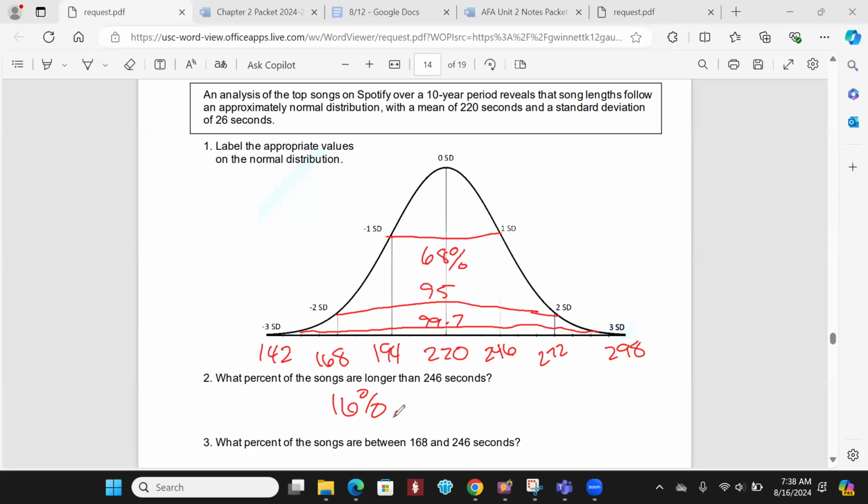Sometimes you can do this a different way. I don't like this way, but I'm going to show it to you anyways. All right, so a whole curve is 100%, right? Okay, if we subtract 68, that gives us 32. And 32 divided by 2, because we have two sides to the normal distribution, would give us that 16%. I'm not a fan of that.